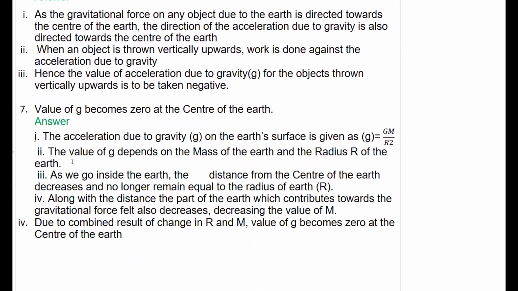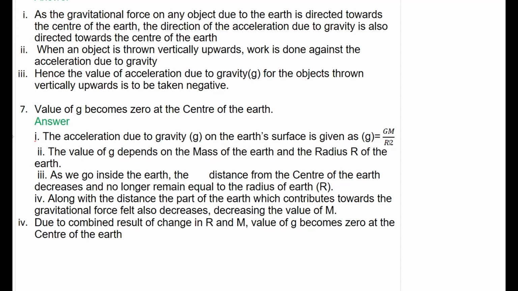Next question is, the value of g becomes 0 at the center of the Earth. We know that the formula of acceleration due to gravity is g equals GM upon R square. That is, acceleration due to gravity depends on the mass and radius of the Earth. We know that capital G is a constant. So it depends on the value of mass and radius.